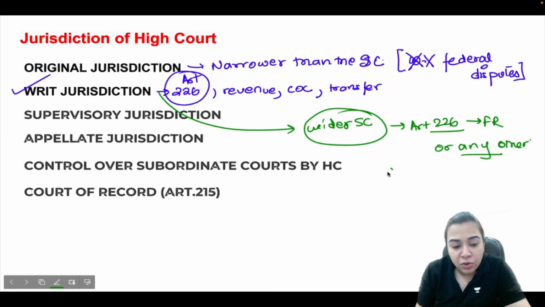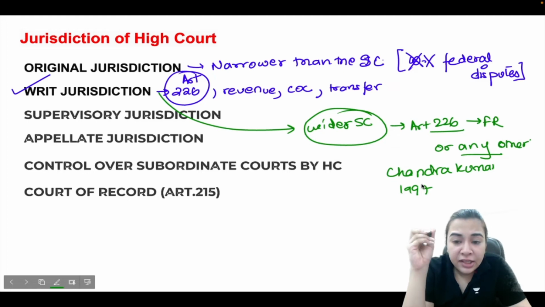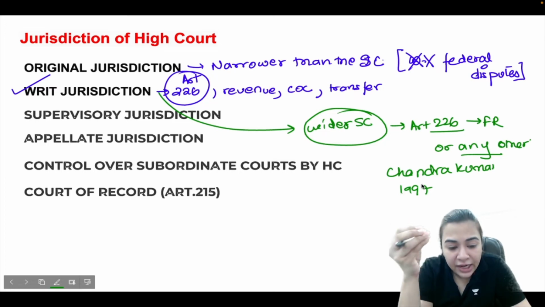And in the Chandrakumar case of 1997, the Supreme Court had said that the writ jurisdiction of both the High Court and Supreme Court is a part of the basic structure of the Constitution. So basically, it is the right of the High Court to take up matters on a suo motu basis also.